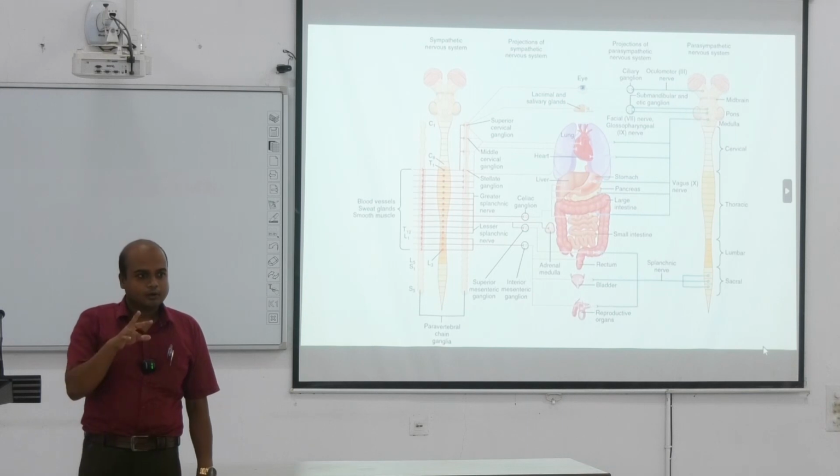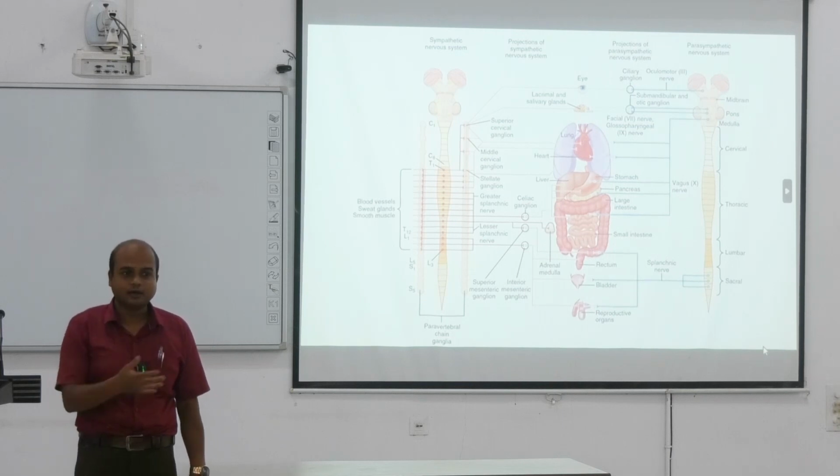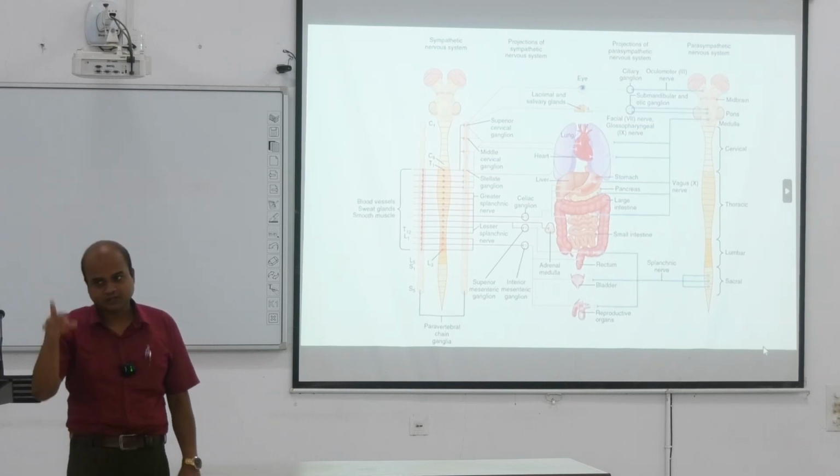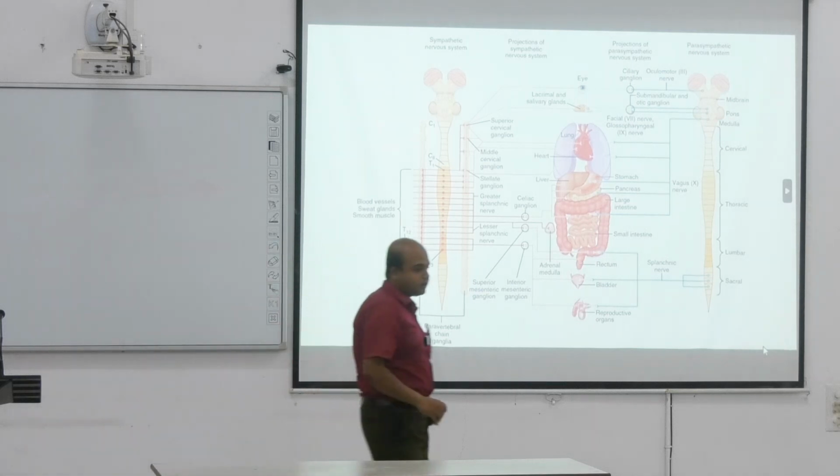And cranial nerve nuclei associated with the parasympathetic nervous system 3, 7, 9, 10. 7, 9, 10 are common in all cases. These first numbers are different. Okay. So they are controlling.